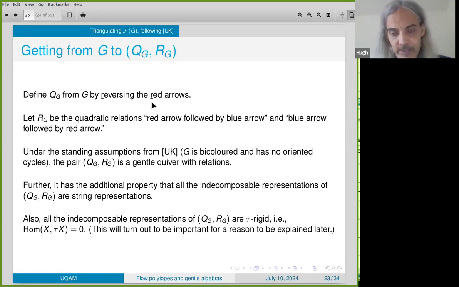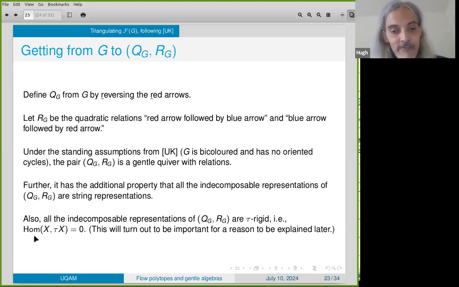Under those assumptions, and we'll look at an example in just a sec, G is bicolored and has no oriented cycles, and we get from this a gentle quiver with relations. Also, all the indecomposable representations are string representations. So we really have a classification of the indecomposable representations by strings. And it turns out that these indecomposable representations are also what is called tau rigid, which means that Hom(X, τX) is 0. And this is going to be important.